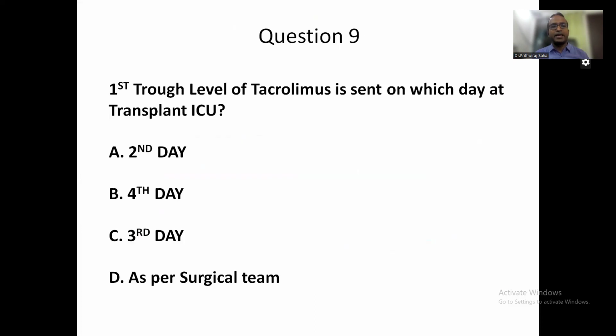Now we have already read this. Now the question comes: the first trough level of the tacrolimus is sent on which day in the transplant ICU? The answer is very clear: on the morning of the 3rd day, because for 2 days BD dose, 4 doses are given, and the 5th dose is due on the 3rd day morning. Just before giving the 5th dose, we send the level. So after the completion of the 4th dose, just before giving the 5th dose, we send the trough level of the tacrolimus. So this concept is clear, I hope.